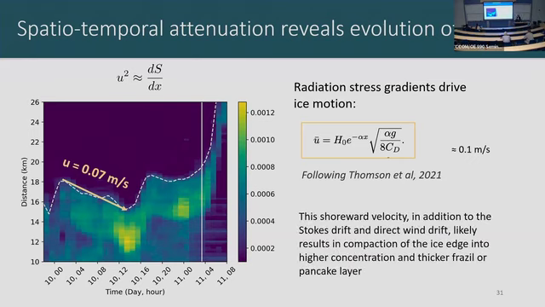And so this shoreward velocity, in addition to likely some contributions from Stokes drift and maybe direct wind drift, are likely resulting in the convection of the ice edge into this higher concentration layer, where we're also getting this potentially thicker ice closer to the coast.